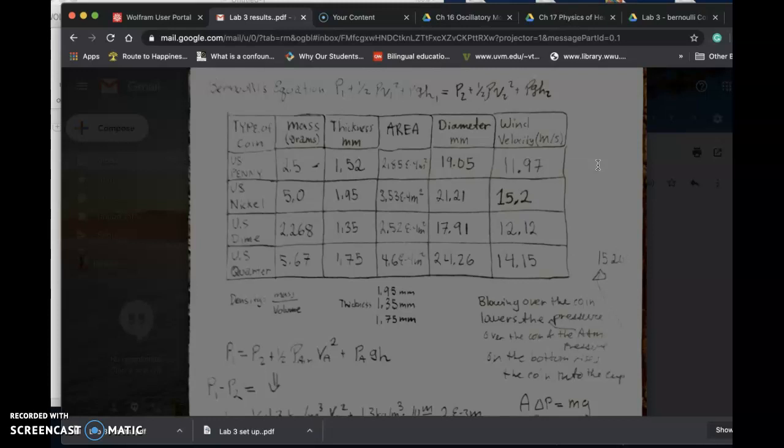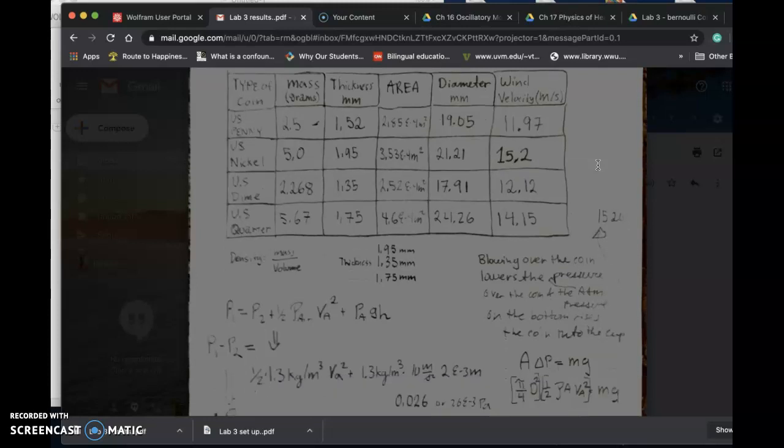With all these coupled together, it's a very interesting illustration. Oh, and I should also mention again that when you're blowing over the coin, you lower the pressure over the coin below the atmospheric pressure, and the difference in pressure causes the coin to go from the bottom into the cup. All of this in tow allows this experiment to be possible.